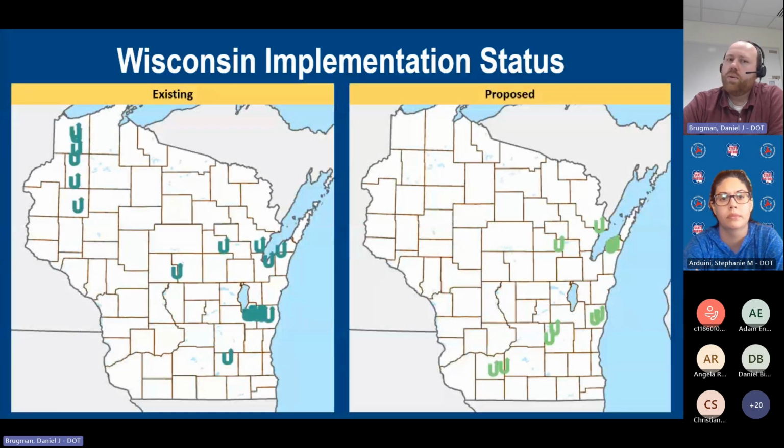So here's a quick map of where they all exist currently. As you can see on the existing ones, they're focused more in the northwest part of the state on Highway 53. We've got a series of them on Highway 23 in the northeast region between Sheboygan and Fond du Lac. And there are also a couple planned and popping up in the northwest and north central region on Highway 29, as well as some in the southwest region.